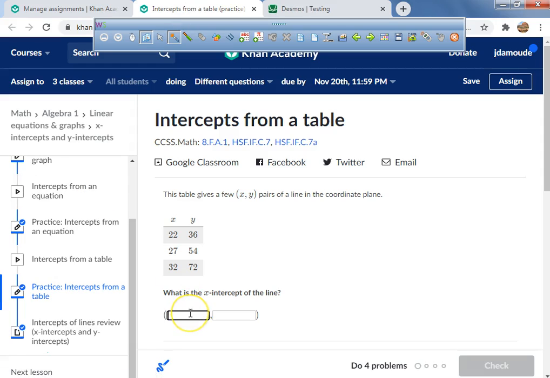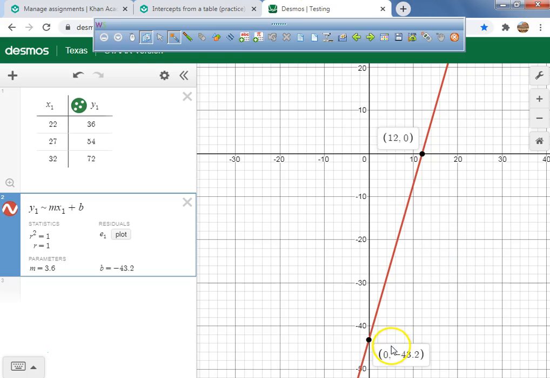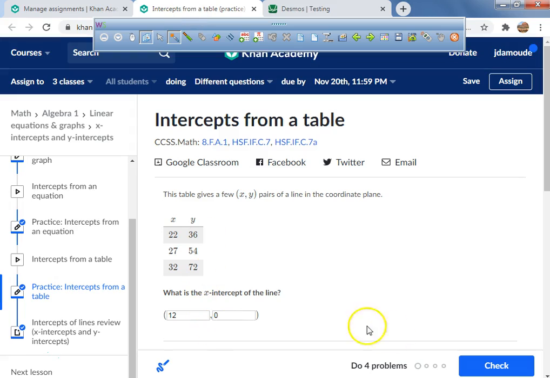12, 0. Why am I typing in a 12 and a 0? Because it asked me for my x-intercept. If it asked me for my y-intercept, then I would actually use my y-intercept. But it doesn't. It asked me for my x-intercept. Okay? That's all you got to do.